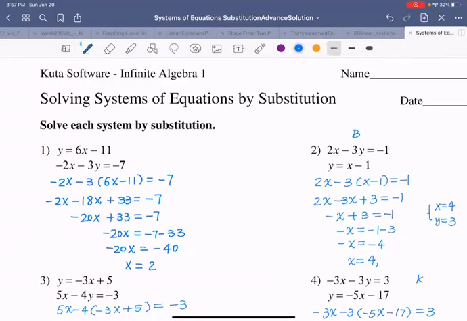Very good. Based on x equals 2, let's plug in to find y: 12 minus 11, so 1. Hold on, let me see.